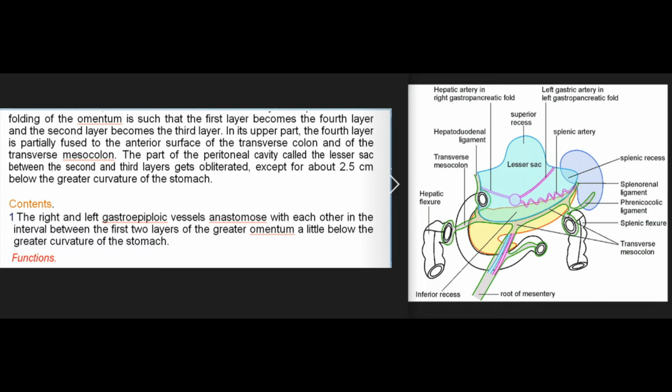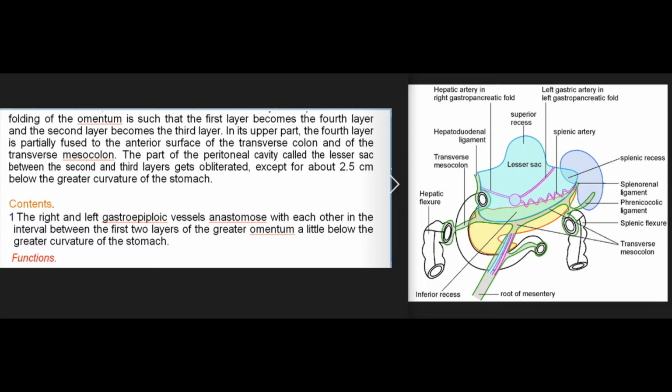The folding of the omentum is such that the first layer becomes the 4th layer and the second layer becomes the 3rd layer. In its upper part, the 4th layer is partially fused to the anterior surface of the transverse colon and of the transverse mesocolon. The part of the peritoneal cavity called the lesser sac between the 2nd and 3rd layers gets obliterated, except for about 2.5 cm below the greater curvature of the stomach.